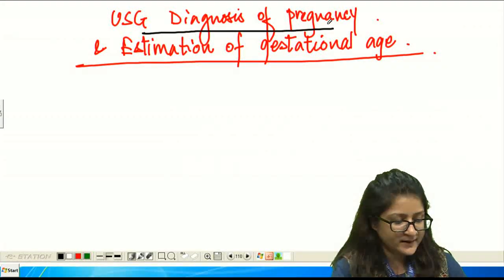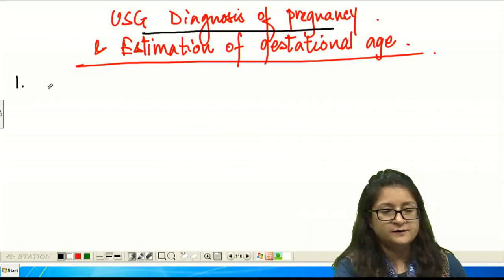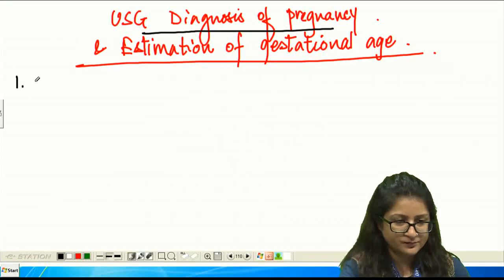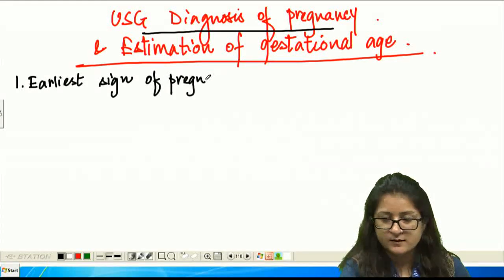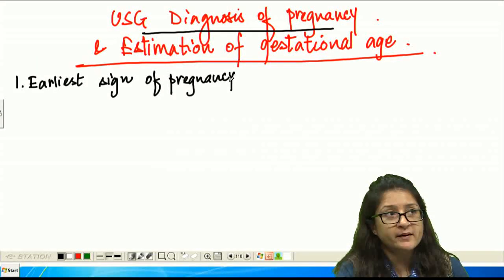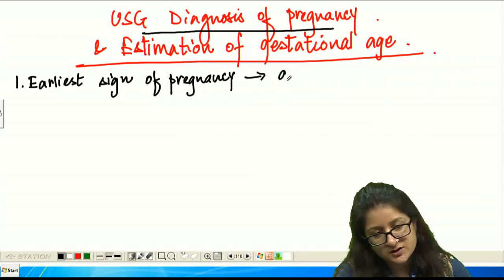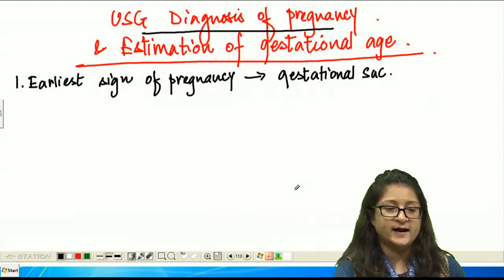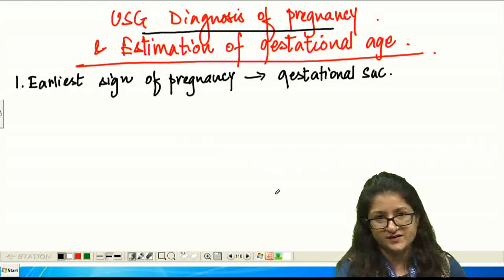For the diagnosis of pregnancy, the first important point that I want to tell you is that the earliest sign of pregnancy, anywhere, be it ectopic pregnancy or intrauterine pregnancy, is a gestational sac. Okay, a sac-like structure inside the uterine cavity. Whether it is a true or false gestational sac is a different matter, all right.